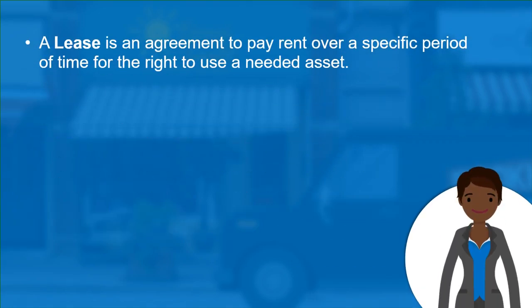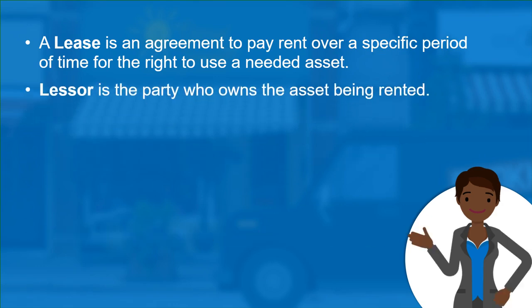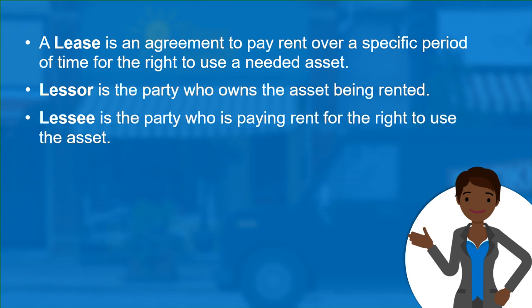A lease is basically an agreement to pay rent for a specific period of time for the right to use an asset, in this case, a piece of equipment. In a lease agreement, the lessor is the party who owns the asset and is renting it out. The lessee is the party who is paying the rent to use the asset.